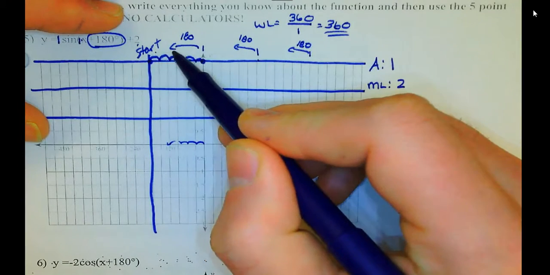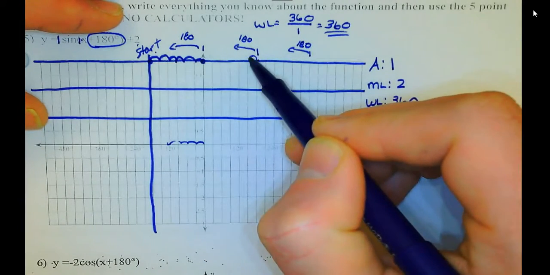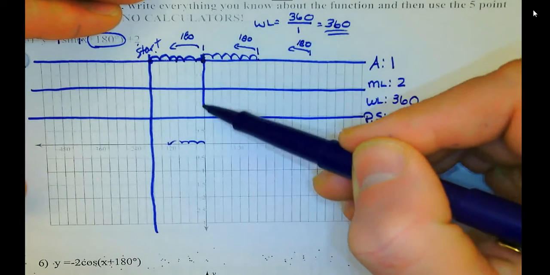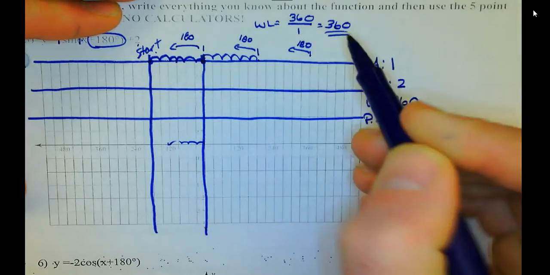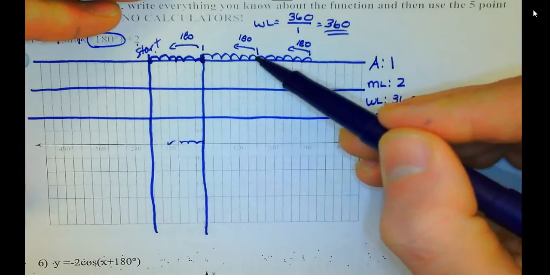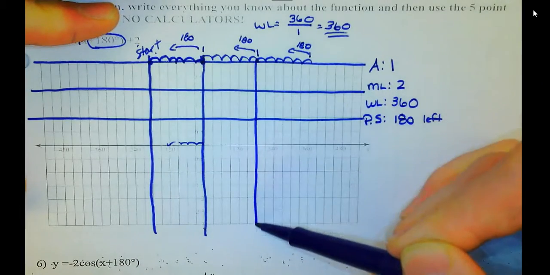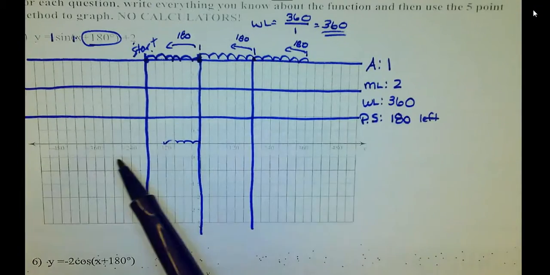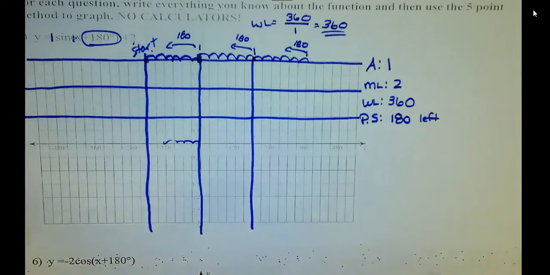which is 1, 2, 3, 4, 5, 6 boxes. I happen to be right at the origin. And then 1, 2, 3, 4, 5, 6 for where my wavelength ends. Okay, so I've taken all of those original lines and I moved them to the left by 180.